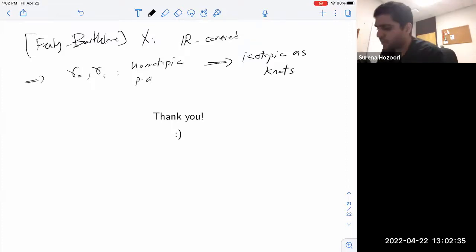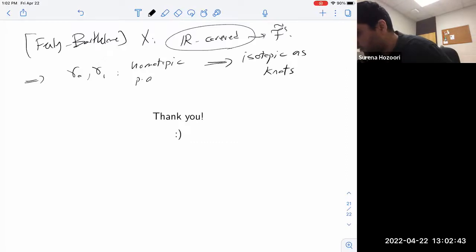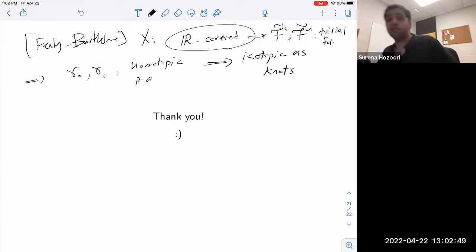And here, what is this extra condition, R-covered? R-covered means that we had these two foliations, and the lift of these two foliations to the universal cover is just the trivial foliation of R3 on R3. So with this extra condition, they show that you have this kind of isotopy between two homotopic periodic orbits.